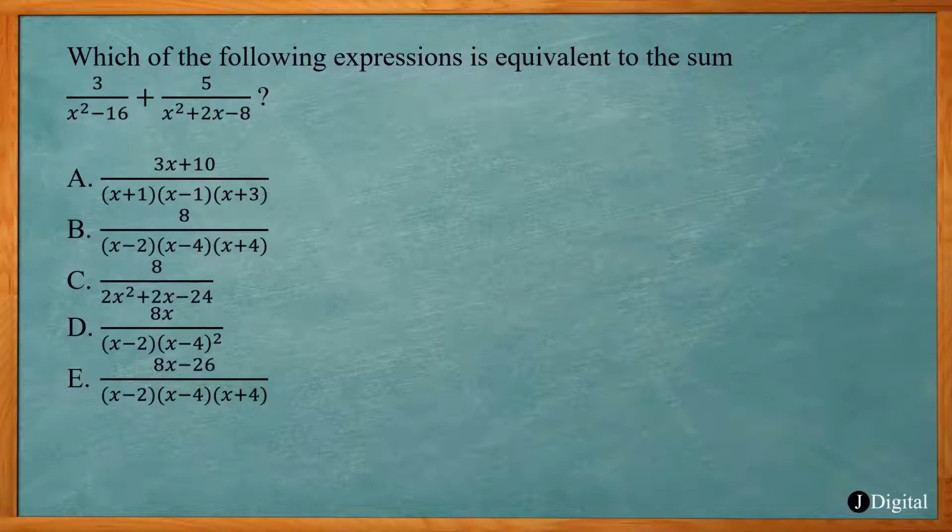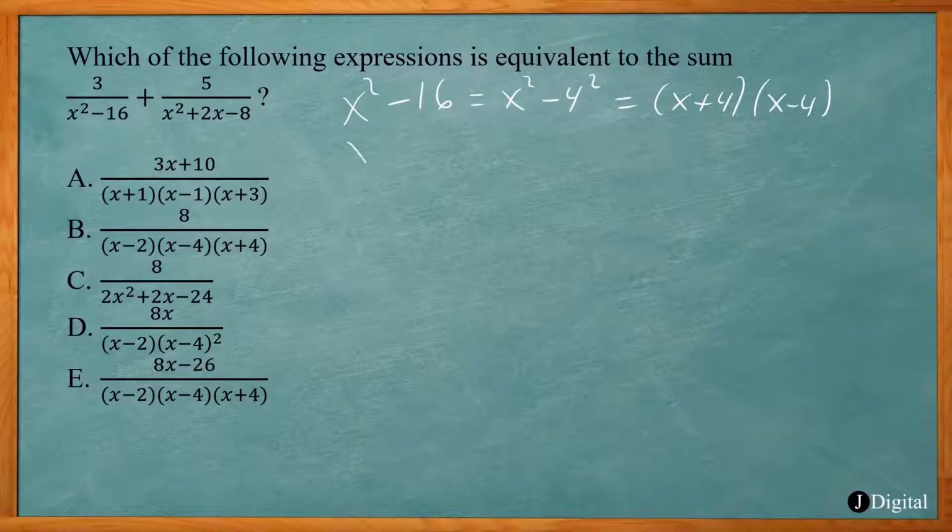In this problem it says, which of the following expressions is equivalent to the sum 3 over x squared minus 16 plus 5 over x squared plus 2x minus 8? Now in order to add two fractions, you always need a common denominator. So I want to look at each of these, x squared minus 16. You can see that's the difference of two squares, x squared minus 4 squared. And that factors to x plus 4 times x minus 4.